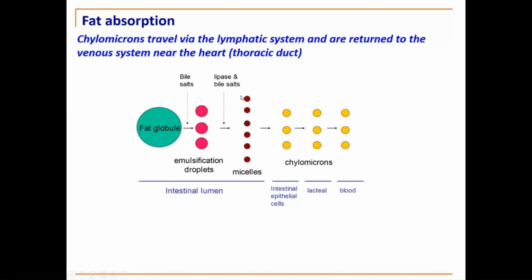They then just diffuse, because they're lipid soluble, into the intestinal epithelial cells, where the monoglycerides and fatty acids are reconverted to triglycerides, and you start to form these chylomicrons, where you've got a fatty hydrophobic core with a hydrophilic surface, which is made up of your lipoproteins. They enter the lacteals and the lymphatic system, and then enter the blood near the heart.